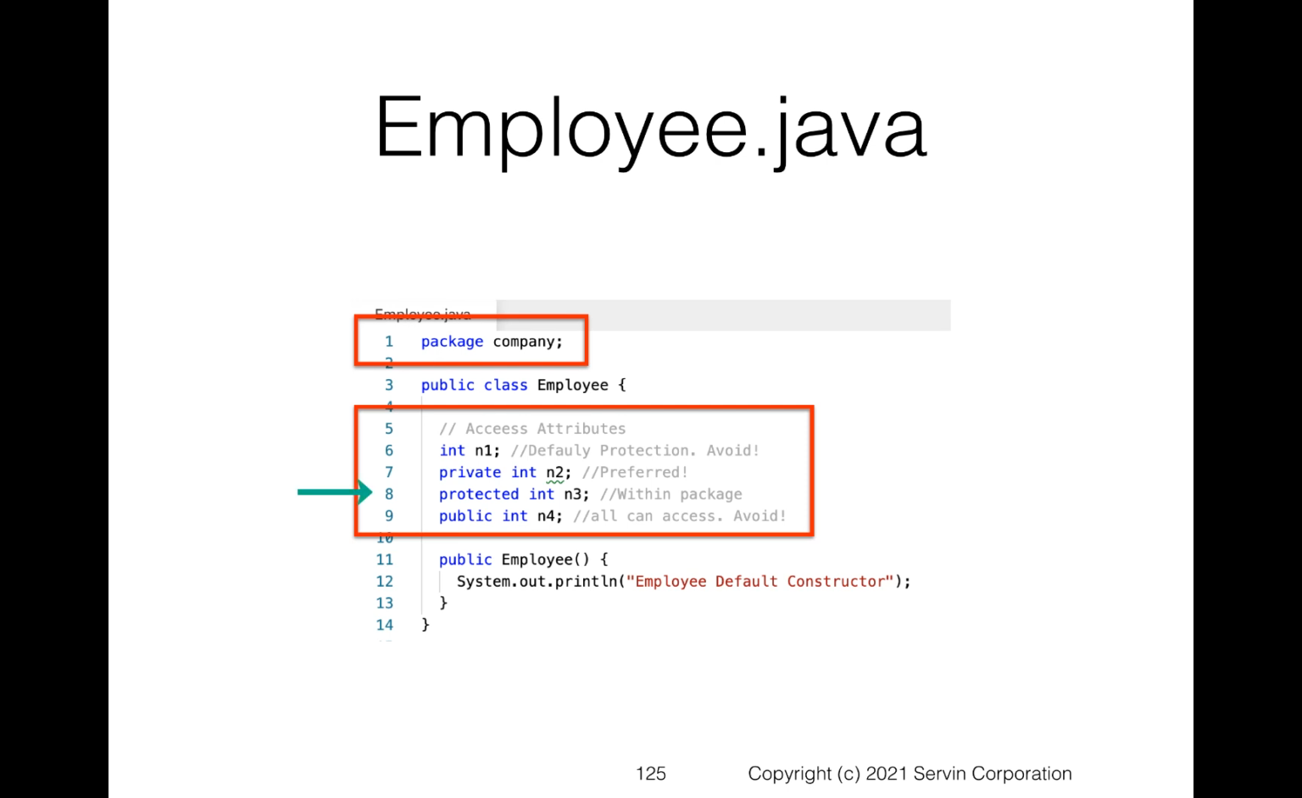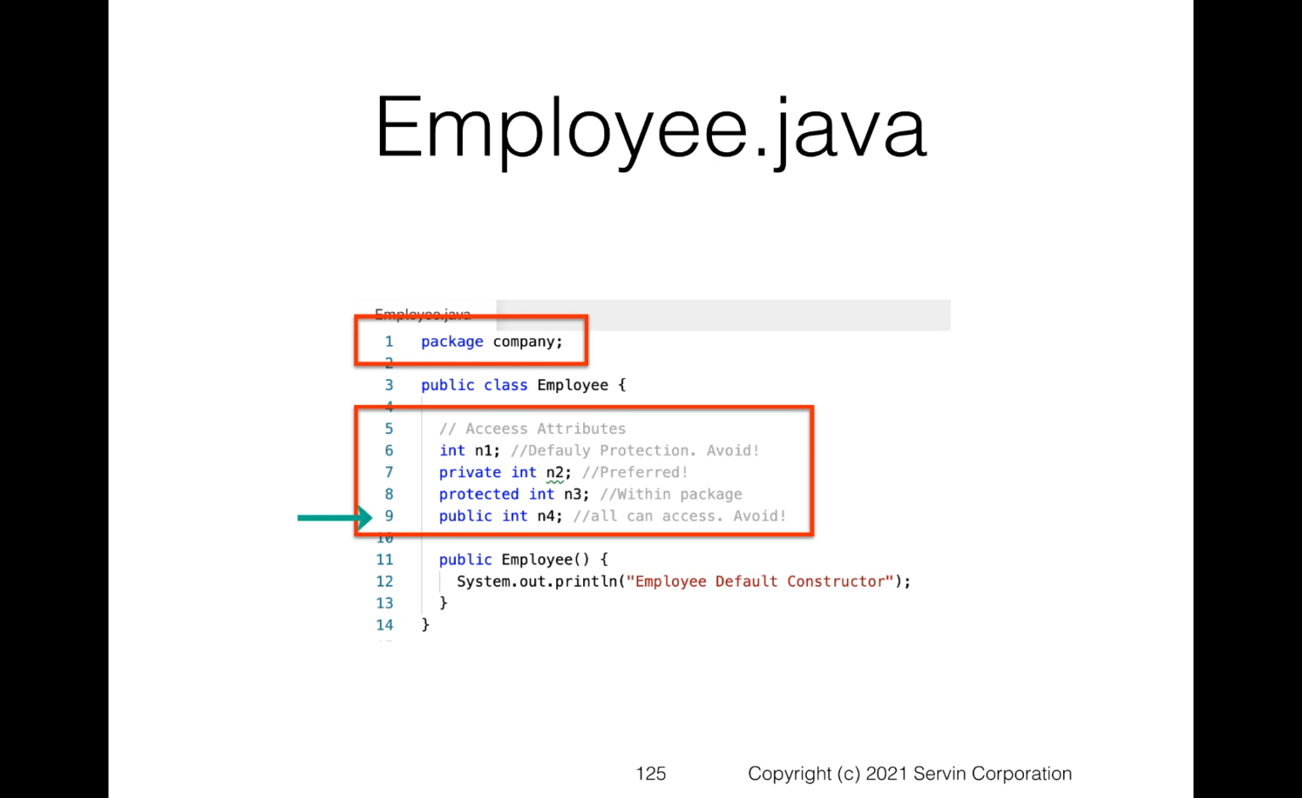There's also, at line number 8, protected. Protected says you want to make this available anywhere in the package. So it's protected from the outside world, that is outside the package, but at least inside the package you can get access to, in this case, n3.